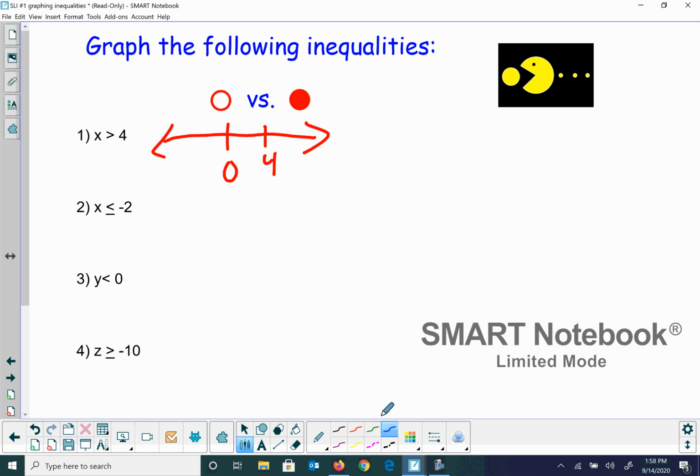But I just want greater than values. So I'm going to have an open dot because I don't have an equal there. And I want values greater than that. So that'd be like 5, 6, 7, 8. So I'm going to shade it that way.